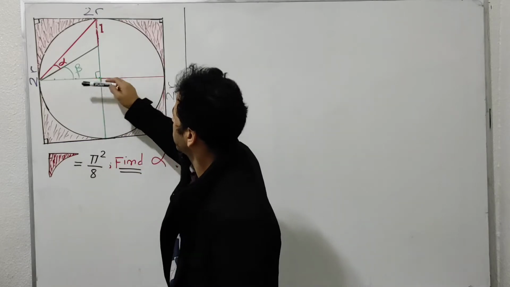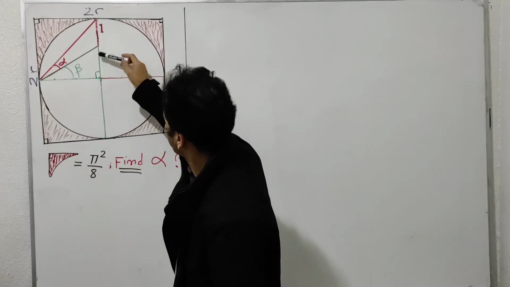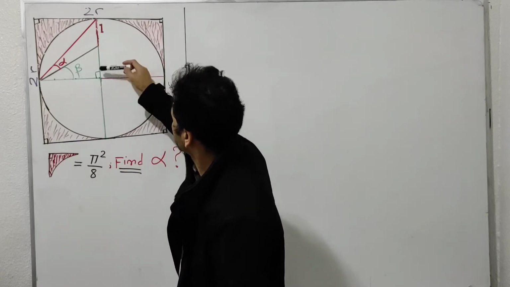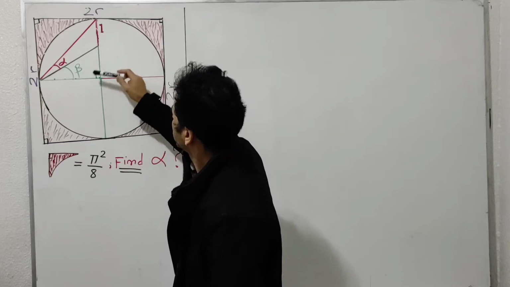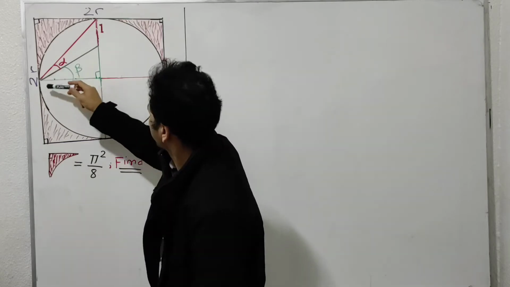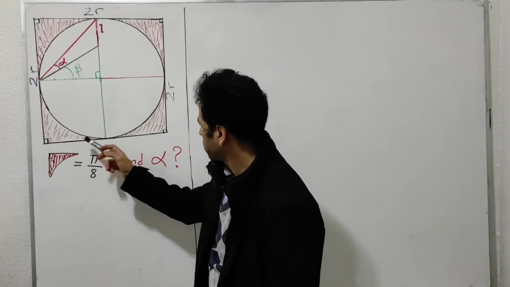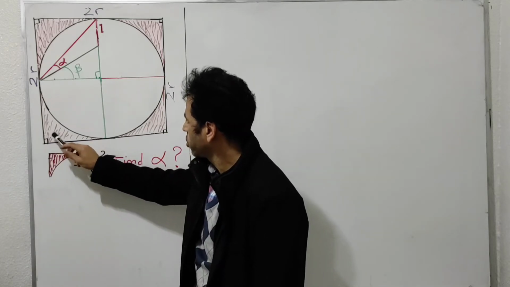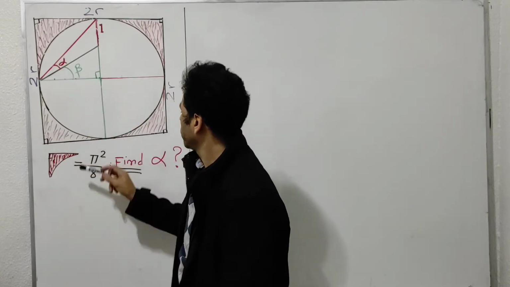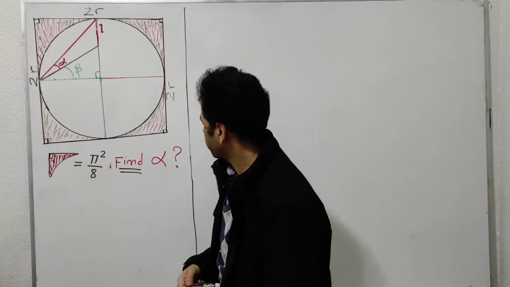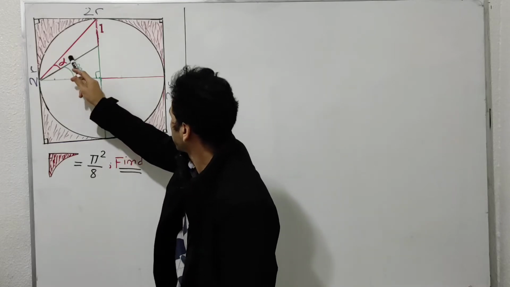This figure gives us 2 triangles. One of the triangles is a right triangle and an isosceles triangle at the same time, because both side lengths of this triangle equal r, which is the radius of this circle. We have another triangle as a right triangle. The only information that we have about this figure is that one of the shaded areas equals pi square over 8. Of course there are 4 of them, so pi square over 8 is multiplied by 4. Our goal is to find alpha as an angle of this triangle.